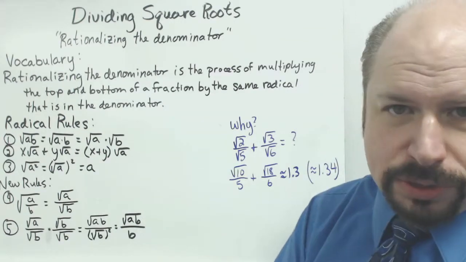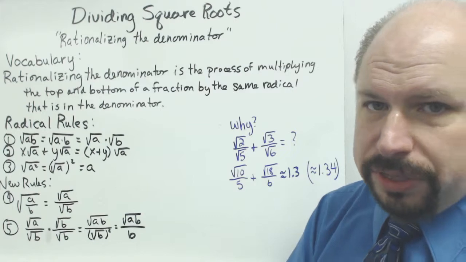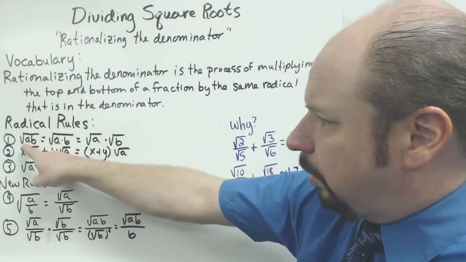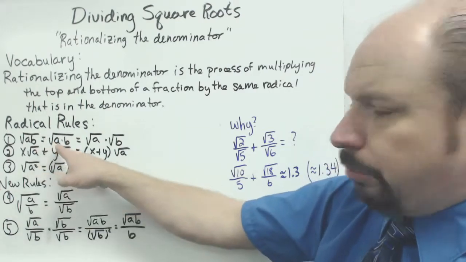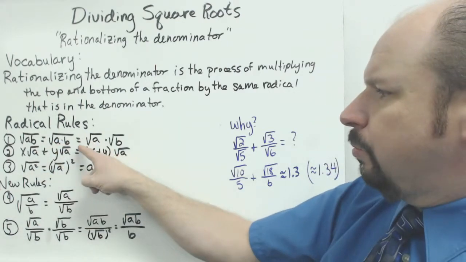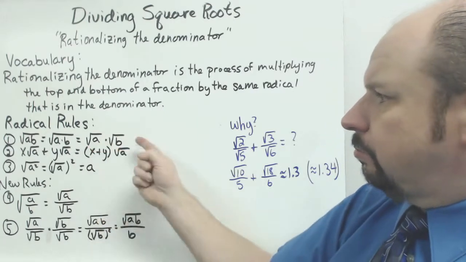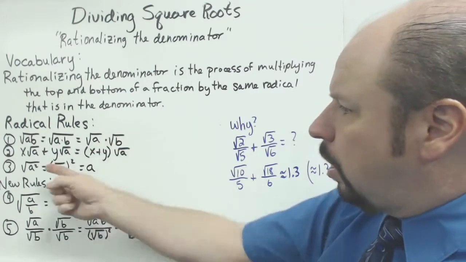First, let's review some of our radical rules. We talked about some of these in a previous video. In our first radical rule, the square root of AB is equal to the square root of A times the square root of B.